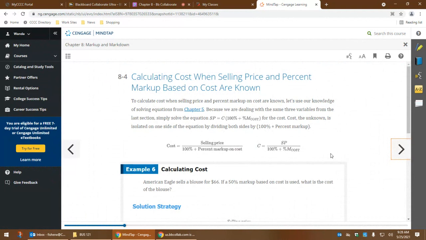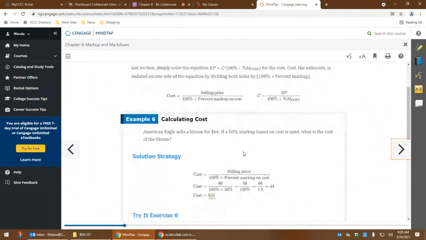All right, we can calculate cost when selling price and percent are known. So again, we're basically just plugging into these formulas. Cost is selling price divided by 100% plus percent markup on cost. All these formulas are on that page I told you about. So we're just using the formula that they're asking for, plugging in and solving.